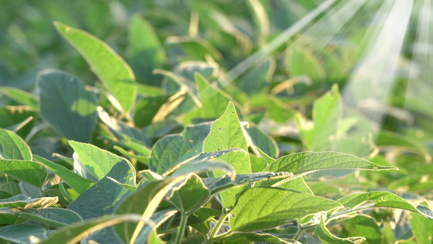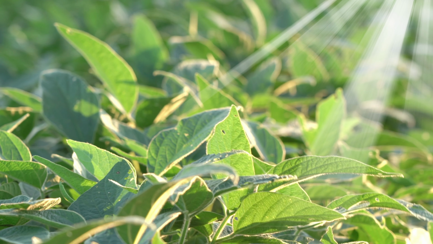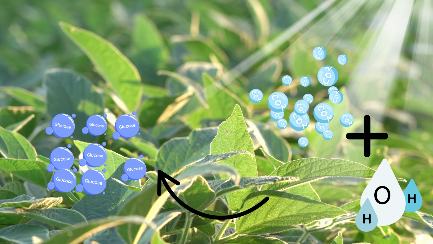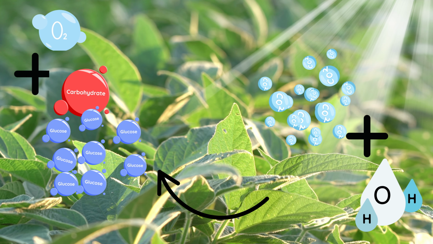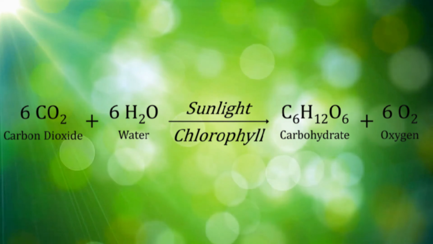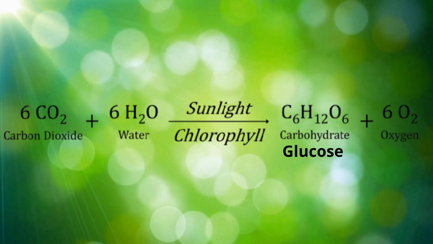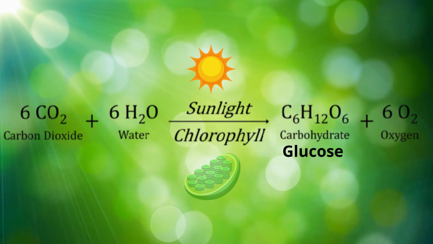Using energy from sunlight, plants take in carbon dioxide from the air and water from the soil to produce glucose, a type of carbohydrate, and oxygen. The word equation is carbon dioxide plus water gives glucose and oxygen as products. This happens in the presence of light and chlorophyll.